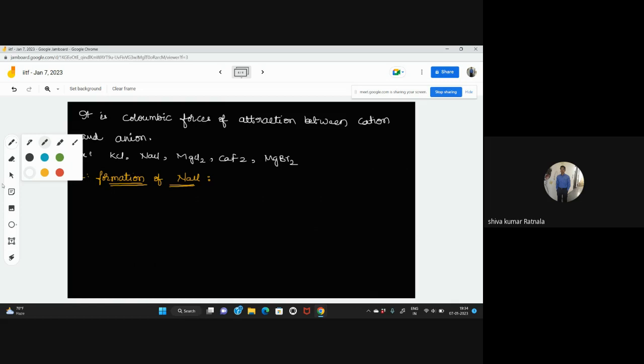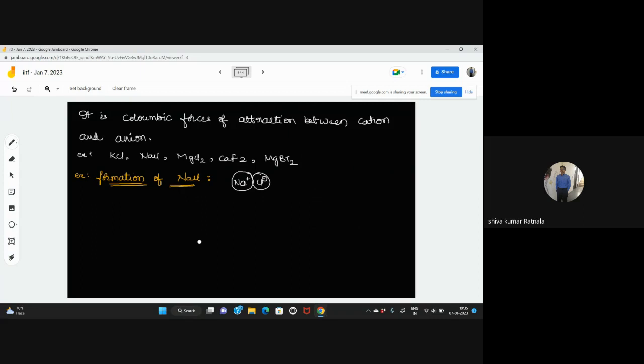So how is it going to form? Let's see. The example I'm taking is the formation of NaCl. So how will NaCl form basically? It will form by Na plus ion and Cl minus ion. This is Na plus, and one more Cl minus will be there. Between these two there will be attraction, because that interaction only is what we are saying.